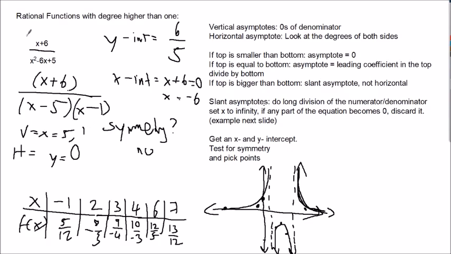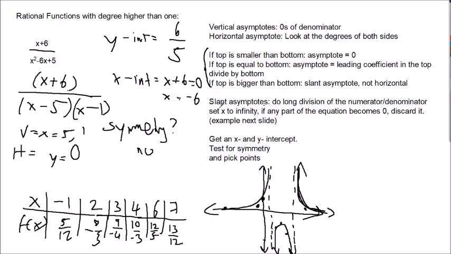The horizontal asymptote, we have this rule set right here. If the top degree is smaller than the bottom degree, the asymptote is instantly 0. If the top degree is equal to the bottom degree, for example if this was x squared, you would take the coefficients of both leading terms and divide them, and that's your asymptote. For example, 2x squared over 4x squared will be 1/2. So that's your horizontal asymptote. If the top is bigger than the bottom, then it's a slant asymptote, not a horizontal asymptote. I'll tell you what a slant asymptote is and how to do that later.